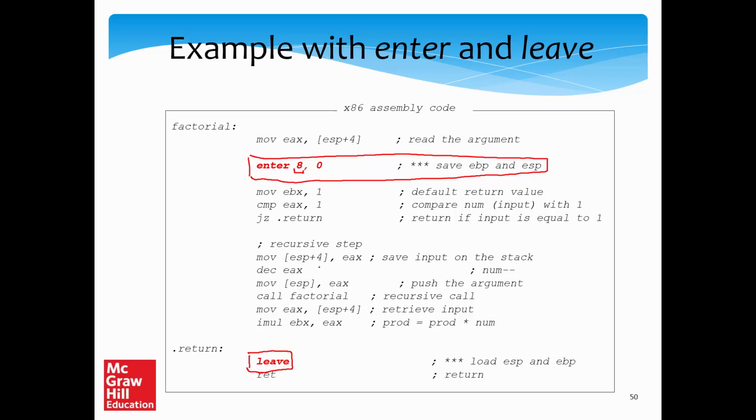Then we save the input on the stack, right? Saving the input on the stack is essentially the same as spilling, right? So we know that the callee will change it, so we are pretty much spilling it. And then decrementing EAX and pushing the argument, calling the function, all of this is fine. And at the end, we call the leave instruction, whose only job is to load or, well, instead of load, maybe the word restore would be better. So restore ESP and EBP.